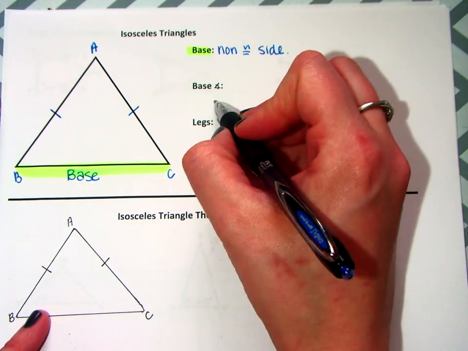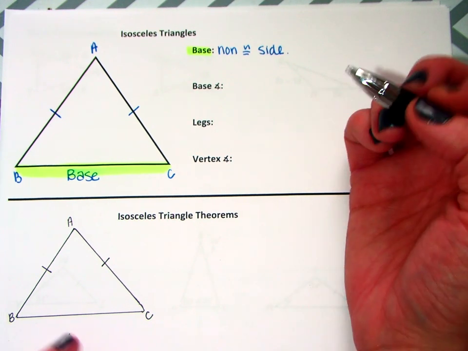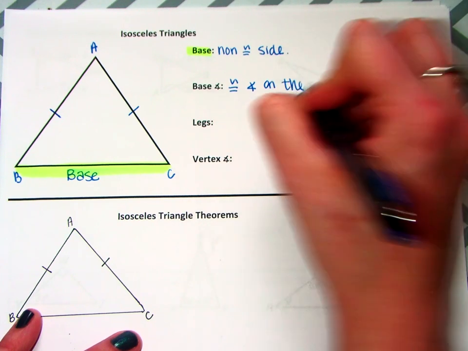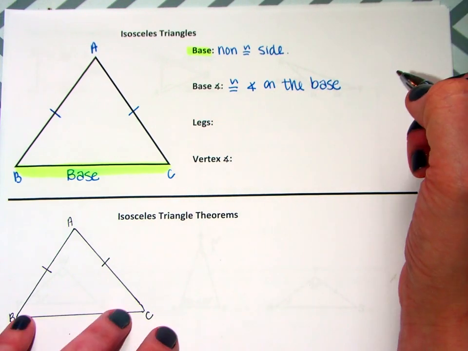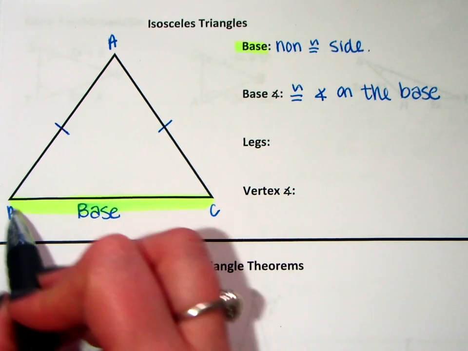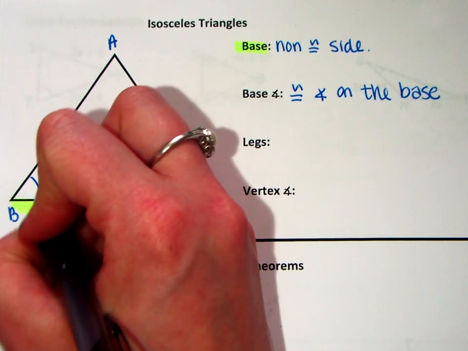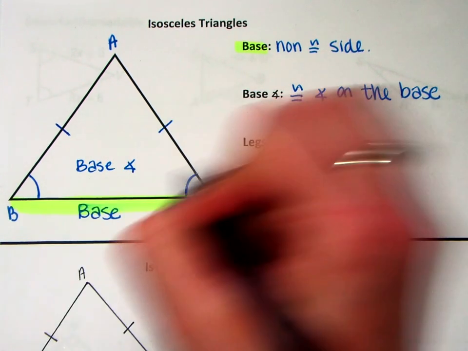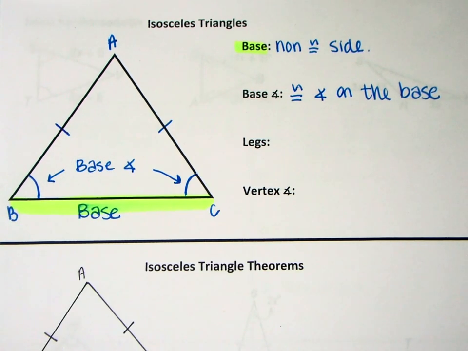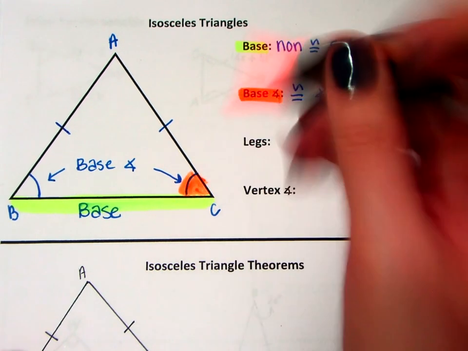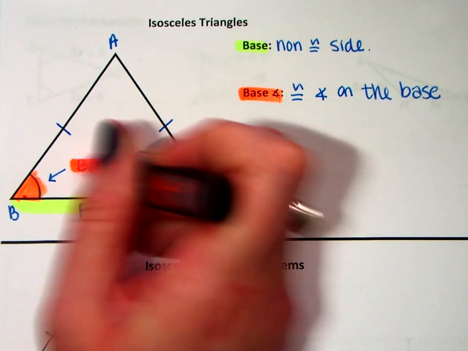Next, you come to base angles, and base angles sit on the base. That's why they're called base angles. So base angles are the congruent angles on the base. So looking at your picture, the base is side BC. That would make angle B and angle C base angles. So the base angles sit on the base, and they are congruent to each other. Base angles are congruent. So that's angle B and angle C, and those are base angles. They sit on the base.